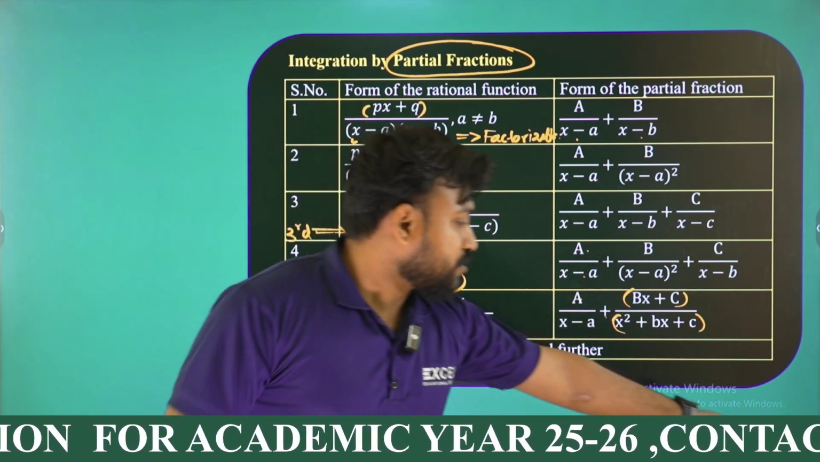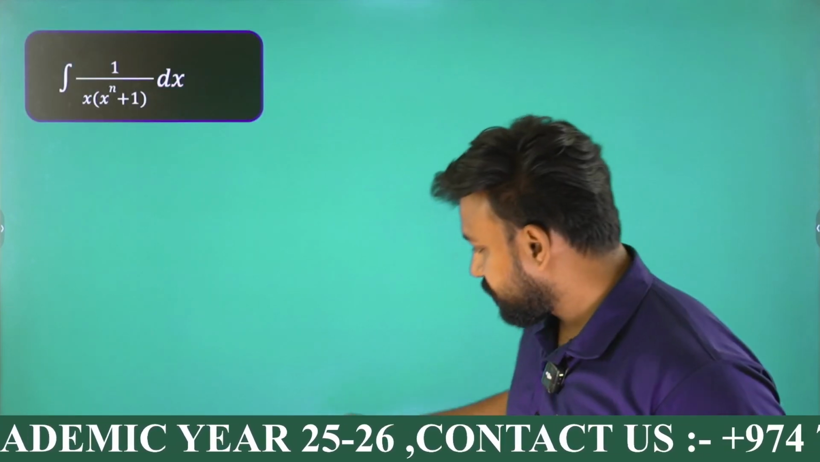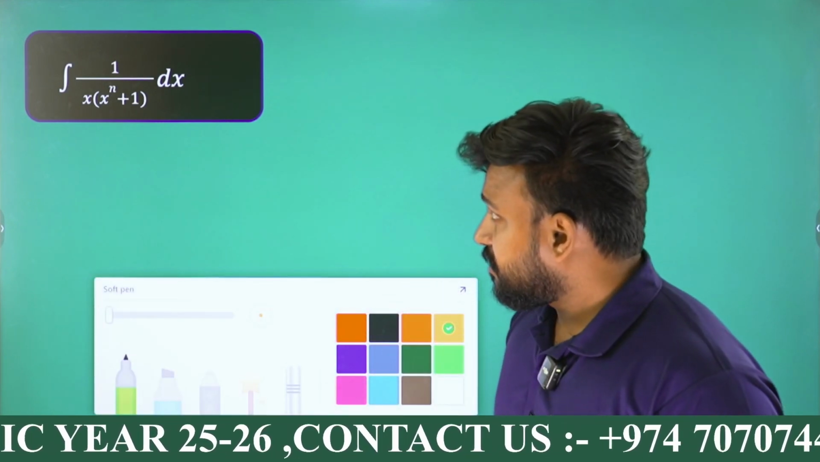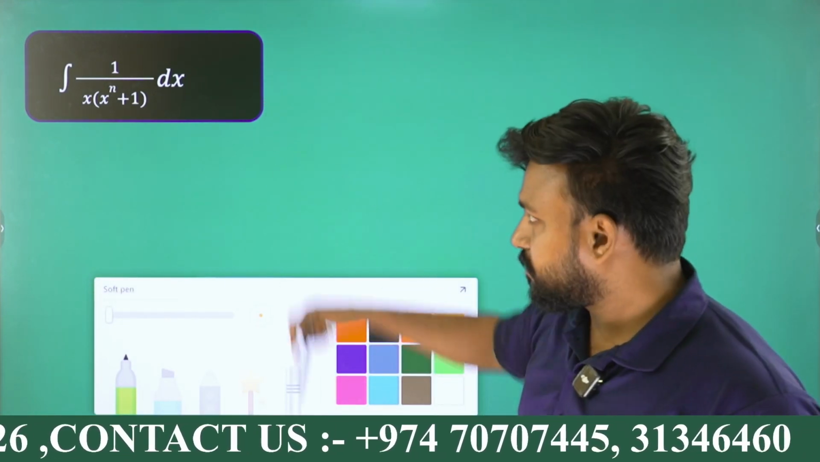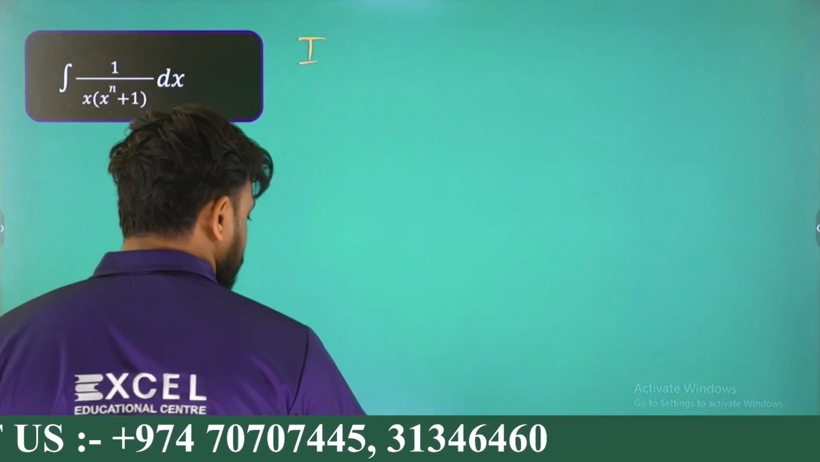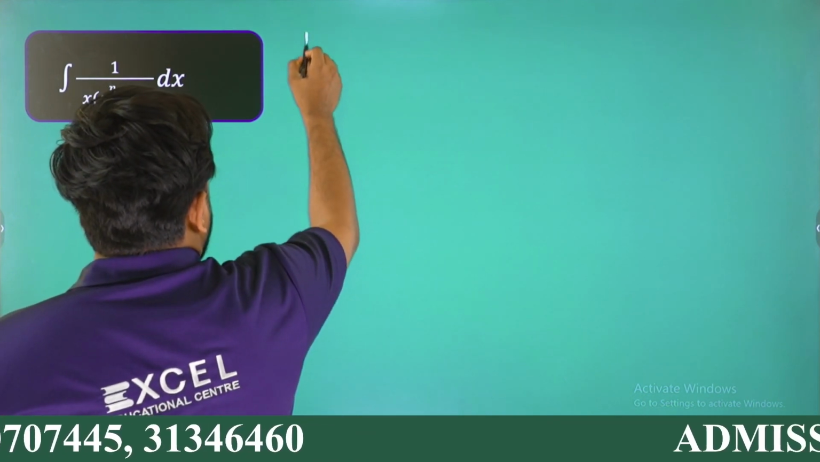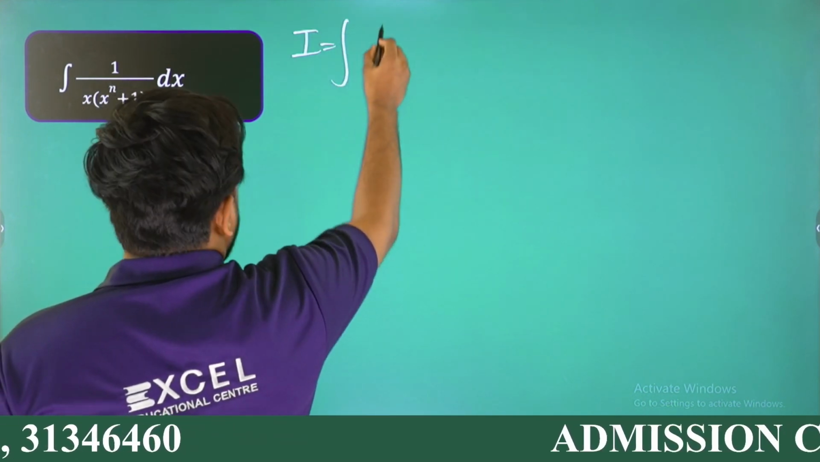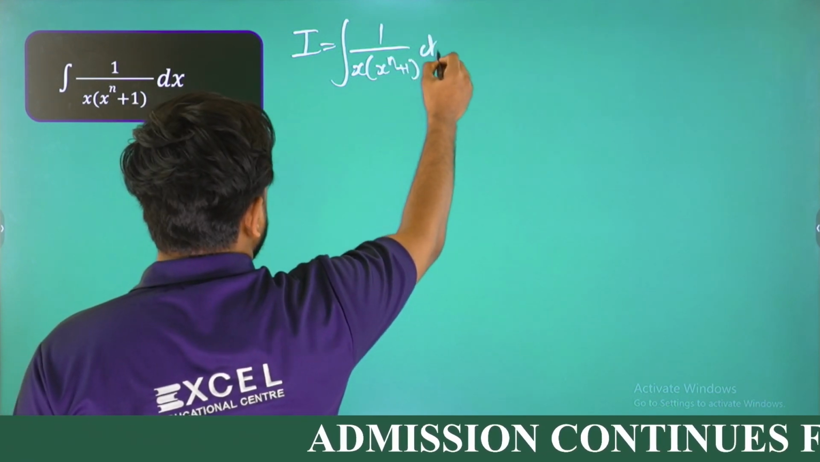I'll do 2 questions. Then you will understand how do we approach this question. So listen. This is a question that was asked in your board exam so many times. So how do we do this? I is equal to what? I is equal to integral 1 by x into x raised to n plus 1 dx.